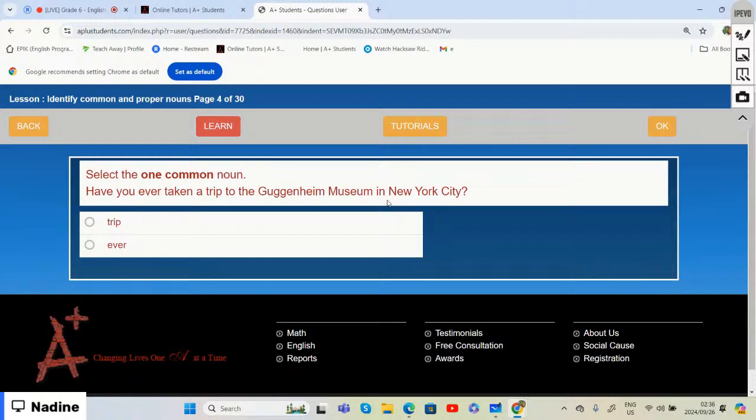We need to select one common, or general, noun. It says, have you ever taken a trip to the Guggenheim Museum in New York City? So we need to select the one common noun. Is it option one, trip, or option two, ever?